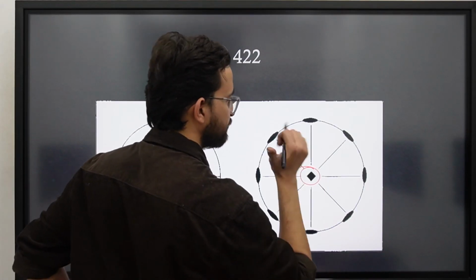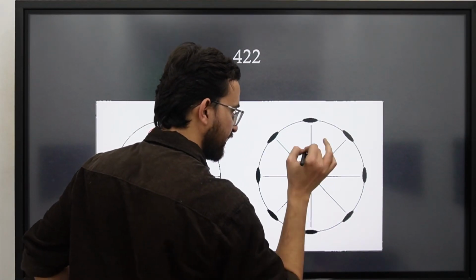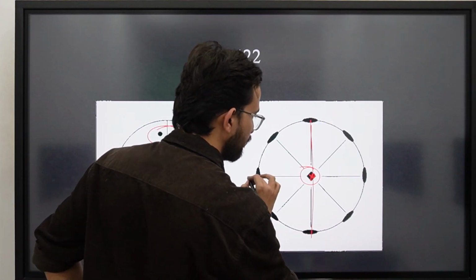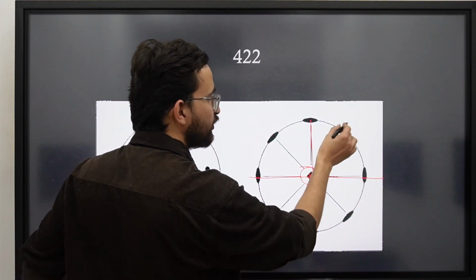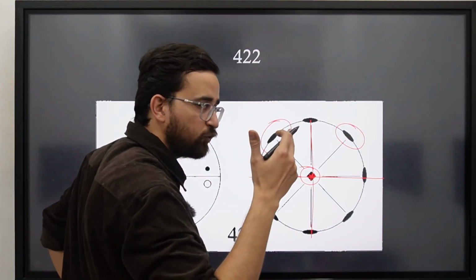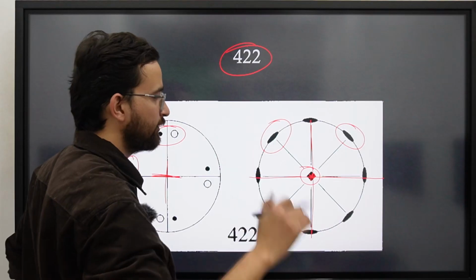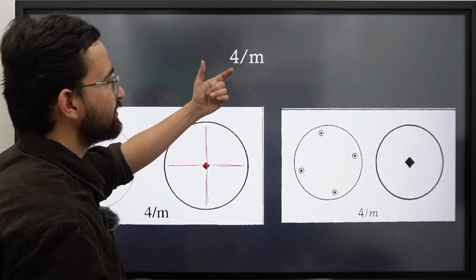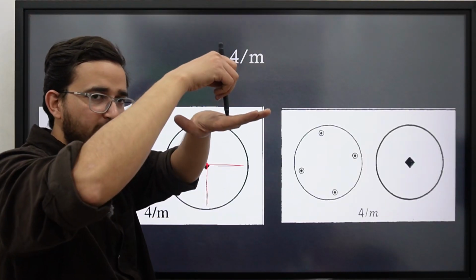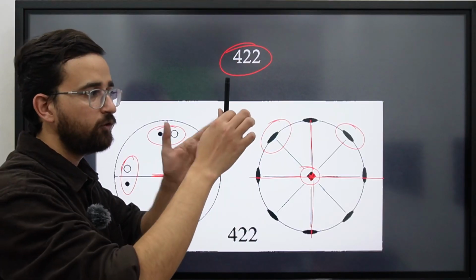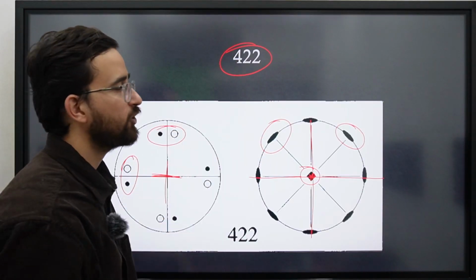For example, this one is perfect. You had the fourfold going inside it. You had your first twofold. You had your second twofold. Now you see that there are other twofolds as well. We will move on to that when we discuss 422 in detail. Right now, we have discussed 4/m, 4 perpendicular mirror, 422, 422 perpendicular rotation axis.